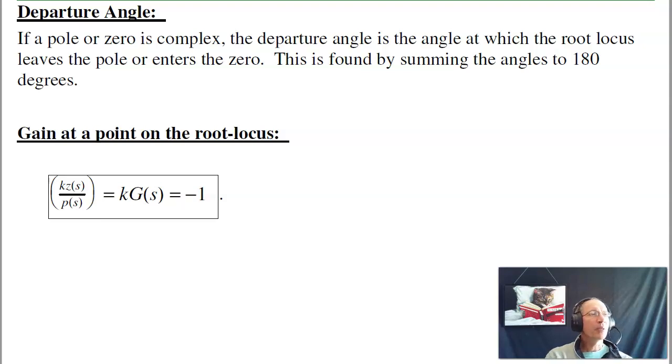If you have complex poles and zeros, the departure angle is whatever it takes to make the angles add up. We'll talk about that in our next lecture. But those are the rules for drawing the root locus.